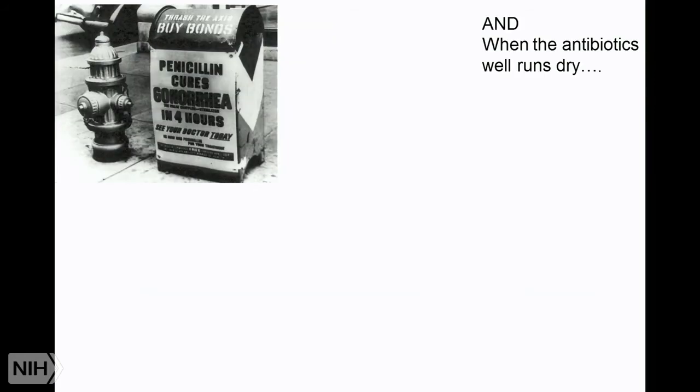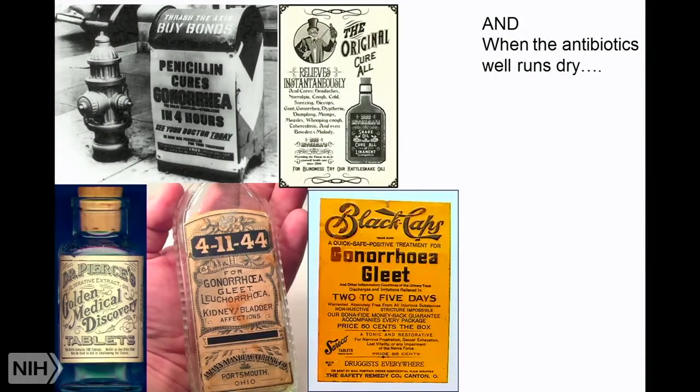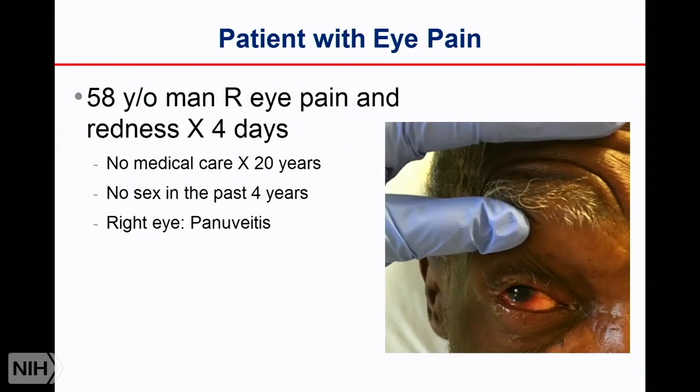And if those antibiotics run dry, in the old days, post-World War II, this is what you would see. Why it's next to a fire hydrant, I don't know. But here's your mailbox covered with penicillin, cures gonorrhea, go and get treated and be cured. But now we have that resistance, and if that resistance keeps going on, what I fear is we'll go back to the snake oil, old treatment cures, or even worse, the way it was treated before antibiotics, and that's curettage of the urethra or the cervix, extremely painful. It's to break up the strictures that can be caused by that organism.